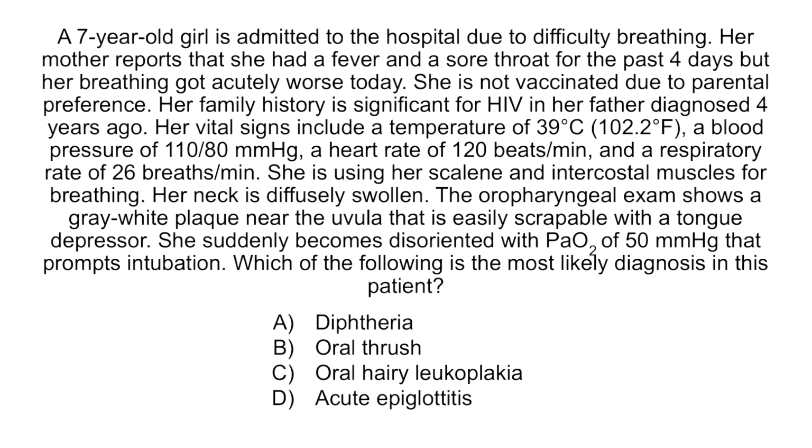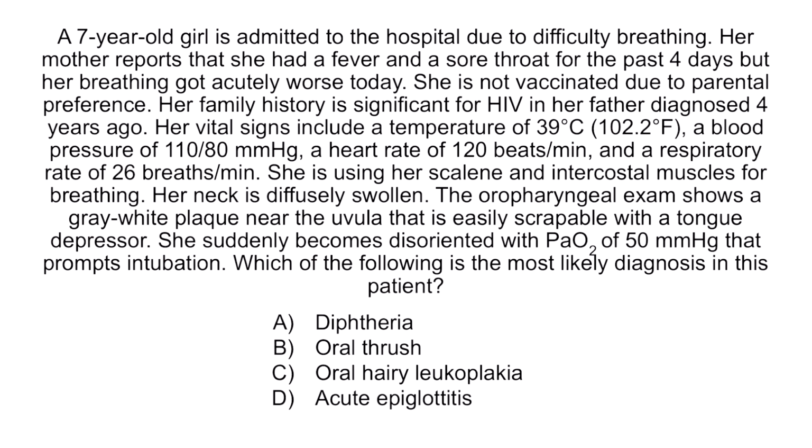All right, let's finish up with a final question. A 7-year-old girl is admitted to the hospital due to difficulty breathing. Her mother reports that she had a fever and a sore throat for the past 4 days, but her breathing got acutely worse today. She is not vaccinated due to parental preference. Her family history is significant for HIV in her father, diagnosed 4 years ago.